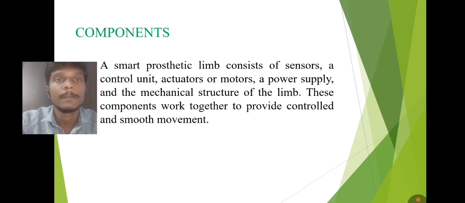Next, components. The components of the smart prosthetic limb consist of sensors, control unit, actuators or motors, power supply, and the mechanical structure of the limb.